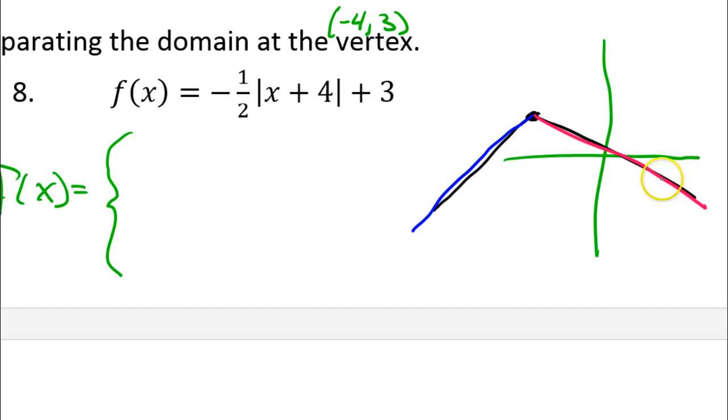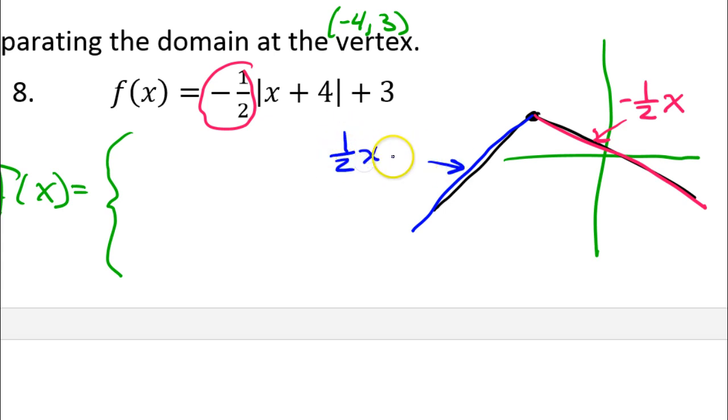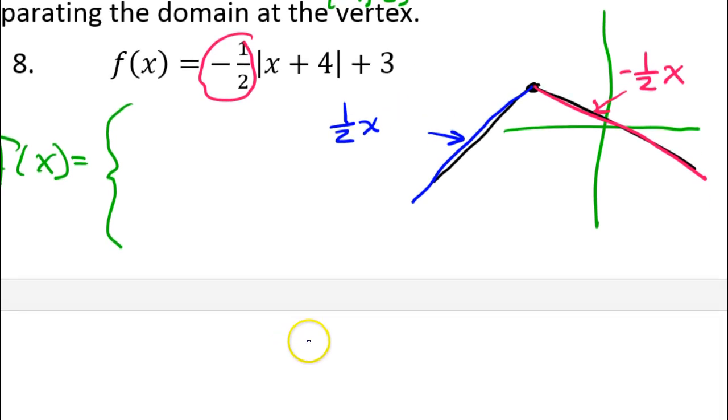All right, now the pink piece, we already know the slope is going to be negative 1/2 because of this. So that means the equation over here is going to start off negative 1/2 x. All we need is the y-intercept. Meanwhile, on the blue side, it's going to be positive 1/2, just the opposite of this. So this is going to start off positive 1/2 x, and all we need is the y-intercept. All right, so let's go ahead and find the y-intercept.